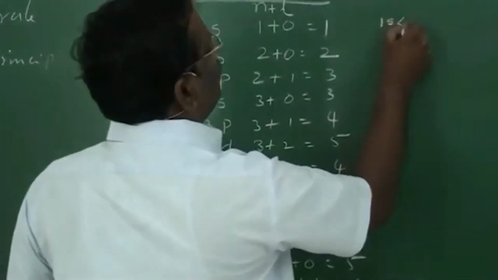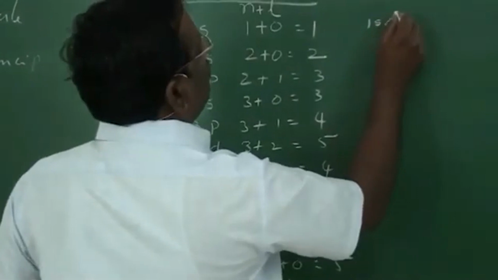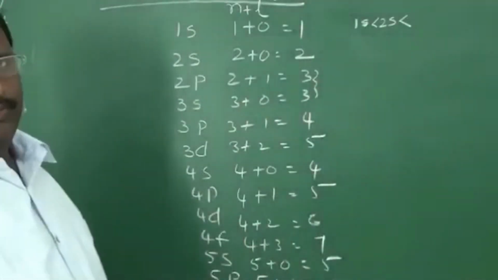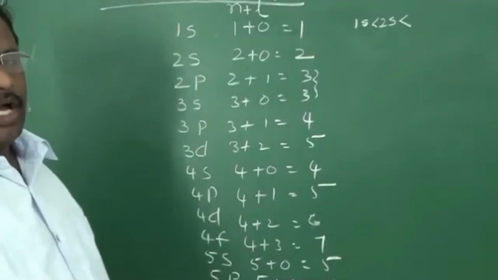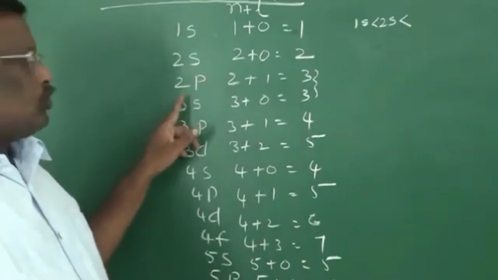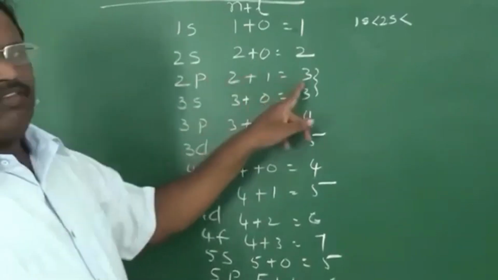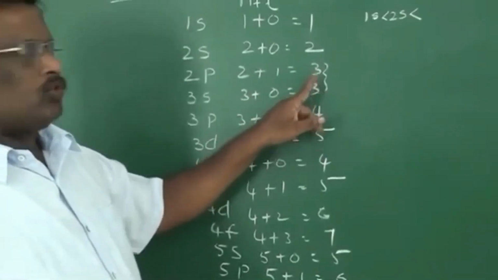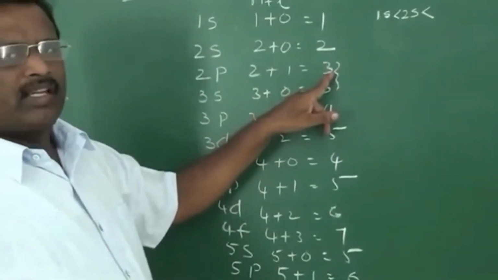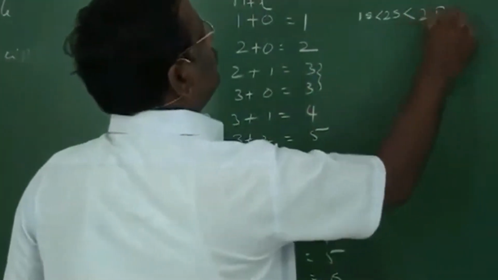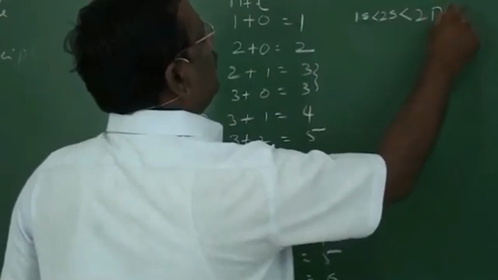Then the 2s orbital. Then both 2p and 3s have the same n plus l value. In such cases, the orbital with the least n value is considered the least energy orbital. So for 2p and 3s, the n plus l value is 3, but the n value is 2 for 2p and 3 for 3s. So 2p is the lower energy orbital. Then it is 2p, then 3s.